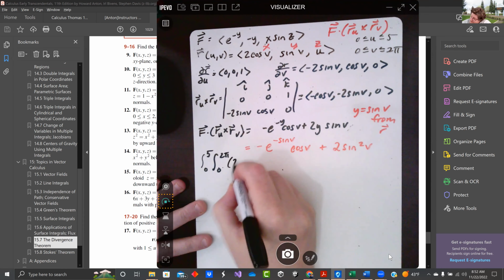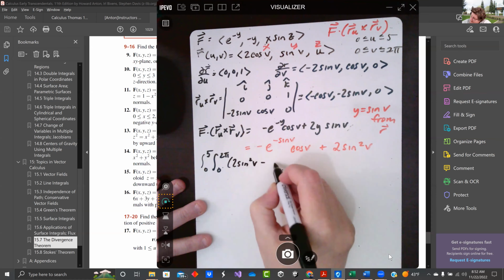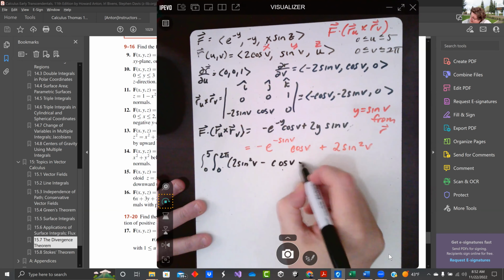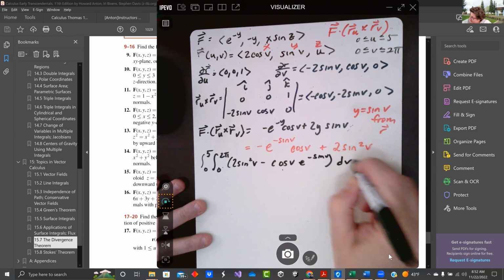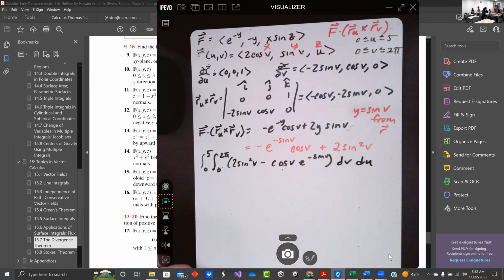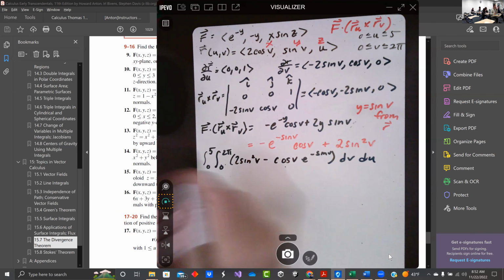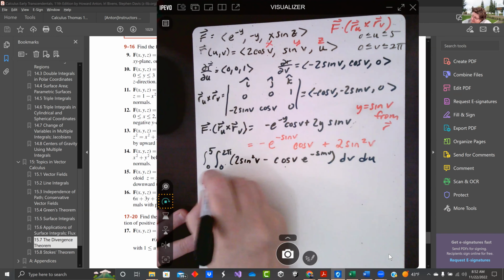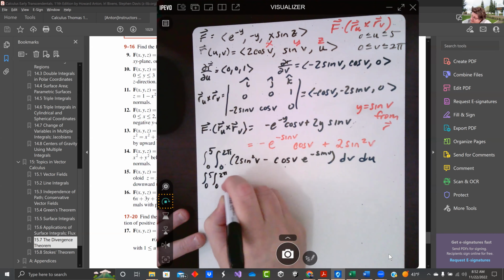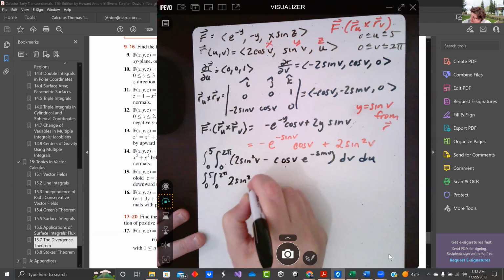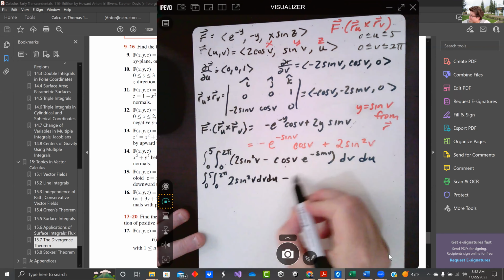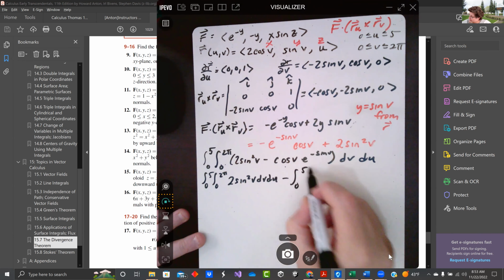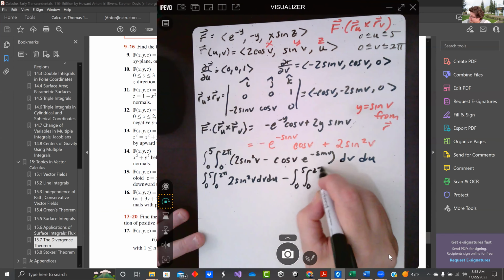I've got 2 sine squared v minus cosine v e to the negative sine v, from 0 to 2 pi. That was doing dv du. So I'm going to break this up into 2, because how I handle each piece is different.